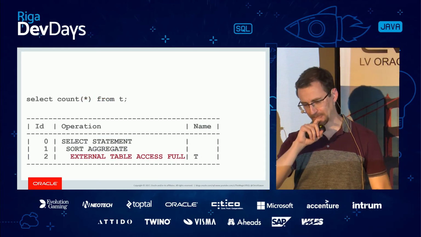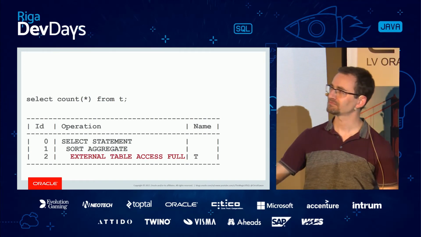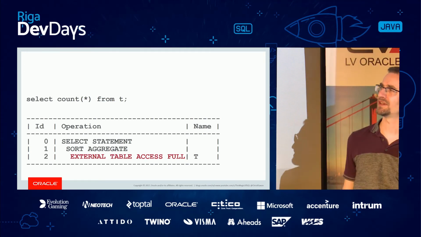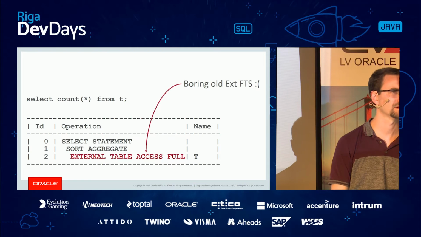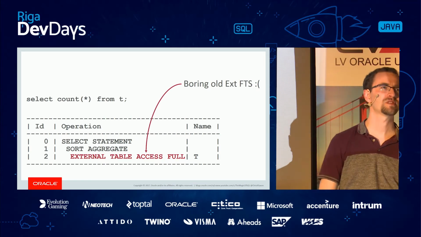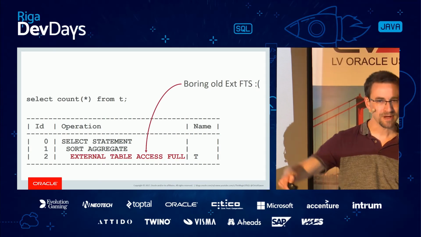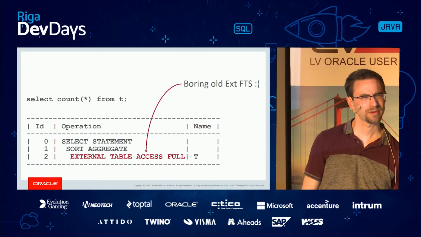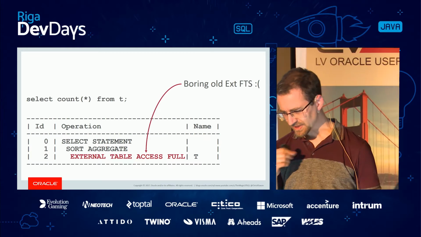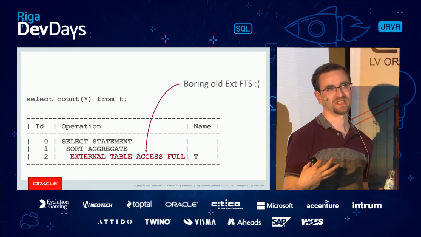So you do this, you've loaded it into in-memory, and you run your query and you find that we still have our external table access full. You might go, well, hang on. I thought we loaded it into the in-memory column store. Why aren't we getting in-memory table access full? What's going on here? Well, at this point, it's important to take a step back.